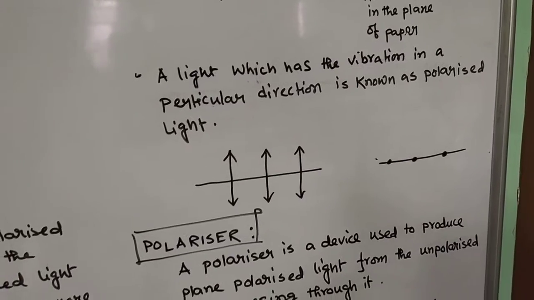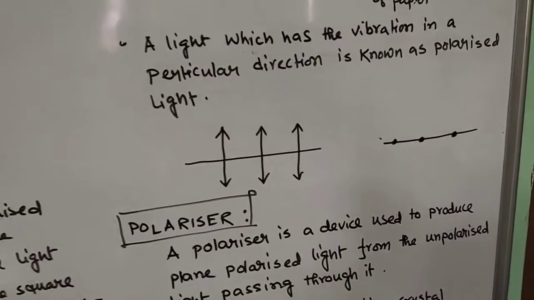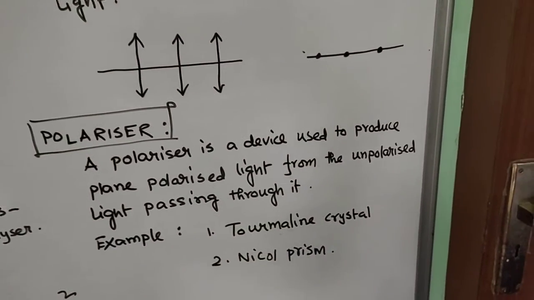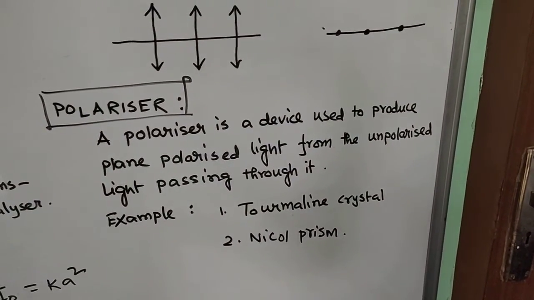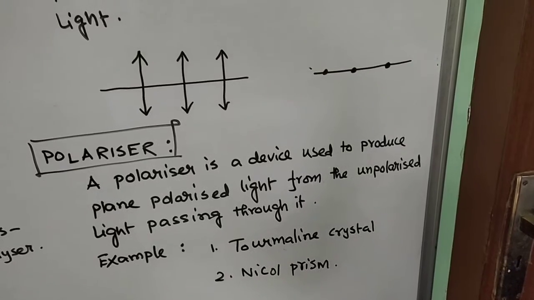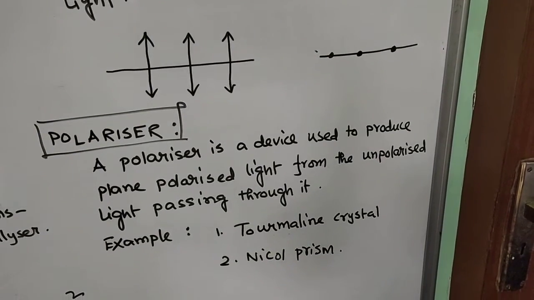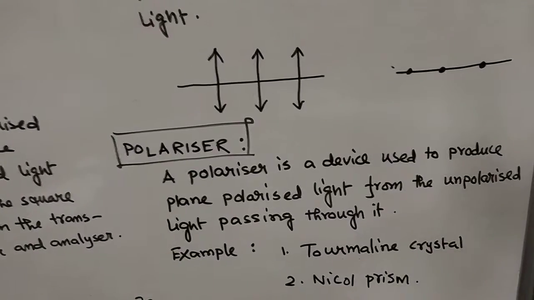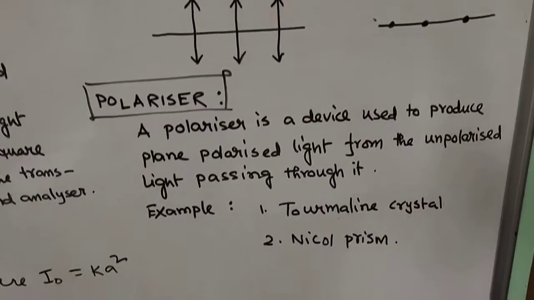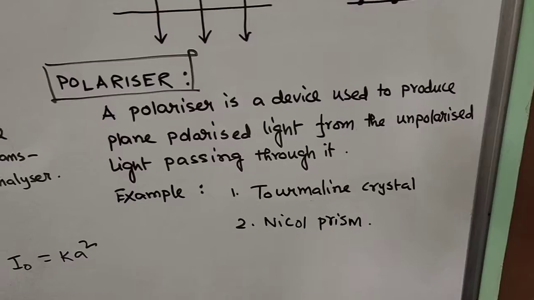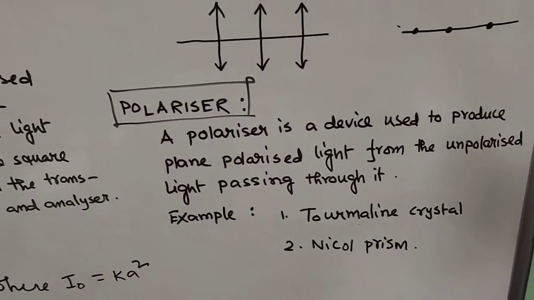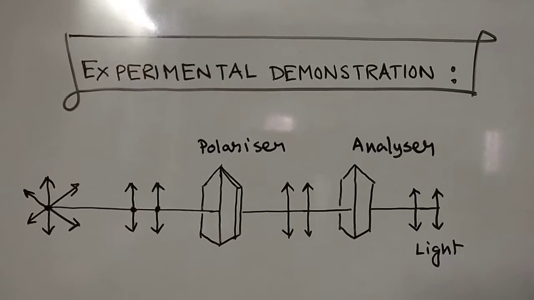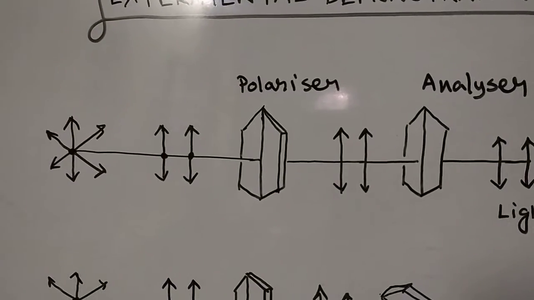Now to make unpolarized light polarized, you have to use a polarizer. Now what is a polarizer? Let me read out. A polarizer is a device used to produce plane polarized light from the unpolarized light passing through it. So if you send unpolarized light through a polarizer, it becomes polarized. Some polarizers are tourmaline crystal and nicol prism. Now here we'll try to demonstrate an experiment considering a tourmaline crystal.